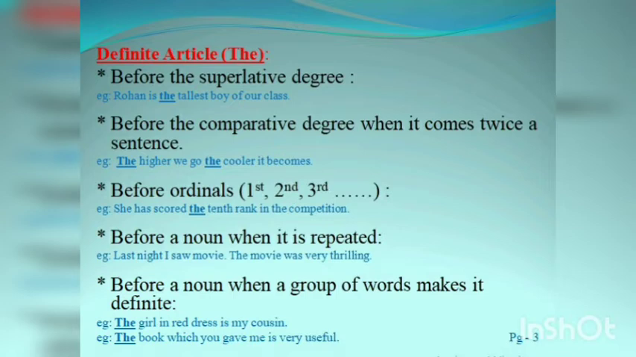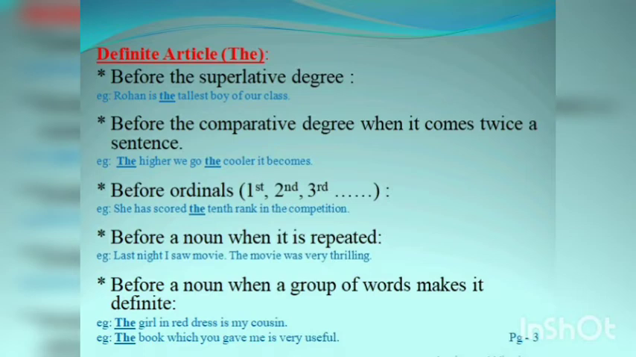Next rule, before a noun when it is repeated. I repeat, before a noun when it is repeated. Whenever a noun comes in a sentence for the first time, we use 'a' or 'an' before it. If it is repeated further, we will have to use 'the' before it, because this way it becomes definite. For example, last night I saw a movie.